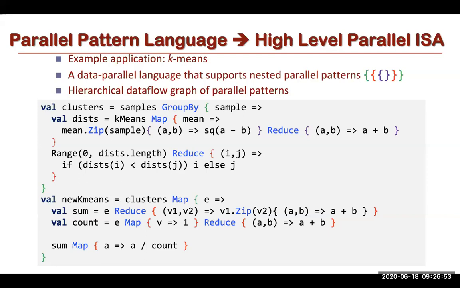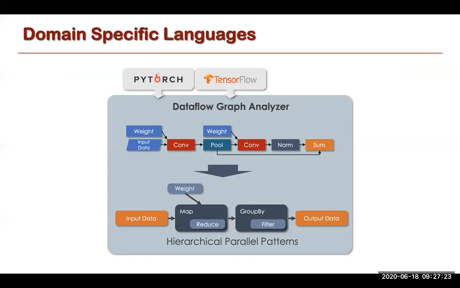And so what you end up with is a high-level parallel instruction architecture that is represented as a hierarchy of parallel patterns that produce a data flow graph. Right, so you've got a hierarchical data flow graph of parallel patterns, and that can be used to represent any number of domain specific languages. They can be used to represent machine learning languages like PyTorch and TensorFlow, but also data processing domain specific languages like SQL. They can all be reduced to this hierarchy of data flow of parallel patterns.